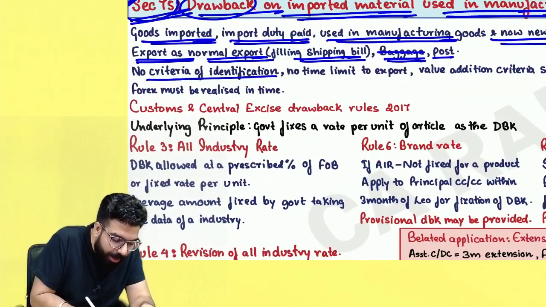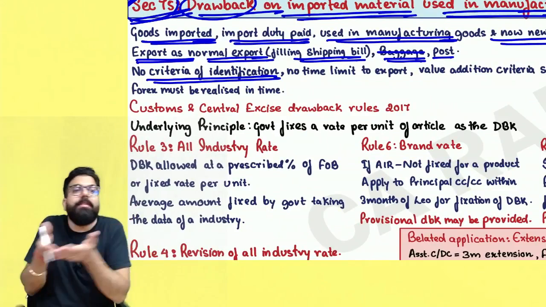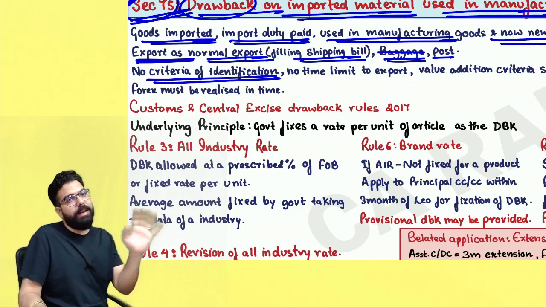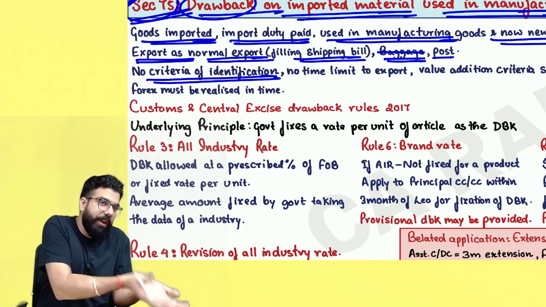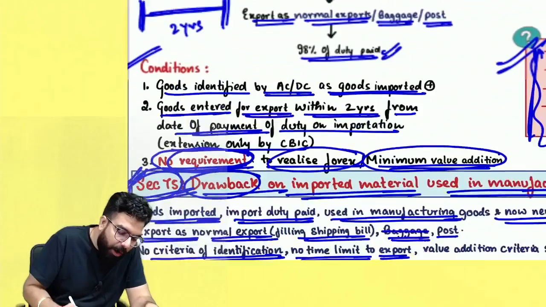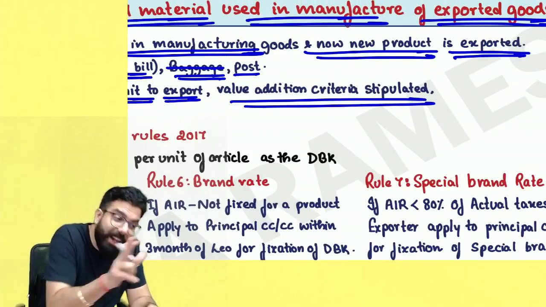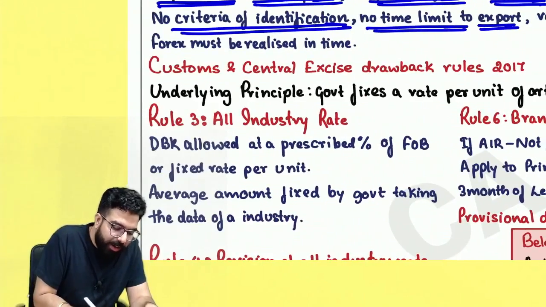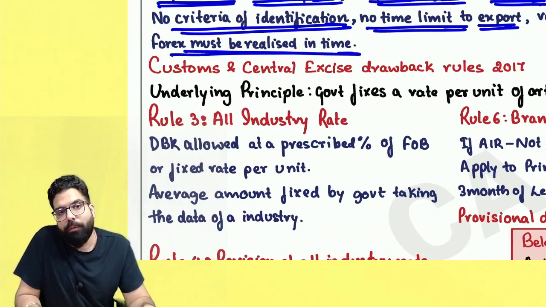There is no criteria for identification, because when you imported, it might be imported cloth, and now you have made the final product. The final product is different from the imported material, and hence there is no identification criteria. The customs department will not identify, because it can't identify. The final product will be definitely very different from the one which you had imported. Then there is no time limit to export, but above there was a time limit of 2 years. Value addition criteria is stipulated. You have to exceed the value addition criteria, only then the duty drawback will be given. And forex realization also is mandatory in time, which means as per the time limit of FEMA, you should realize the foreign currency.